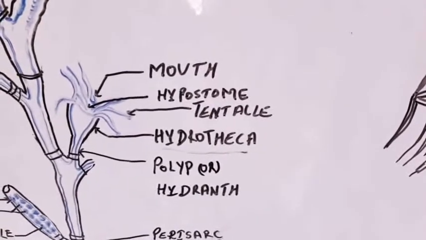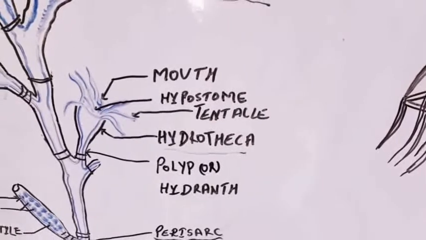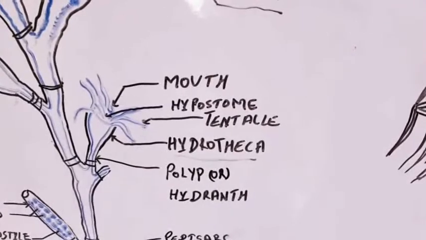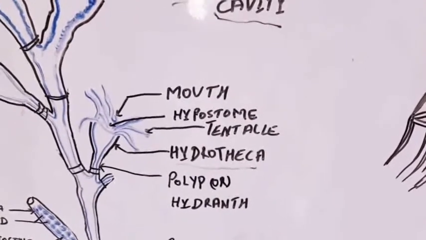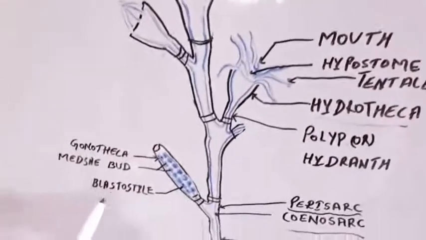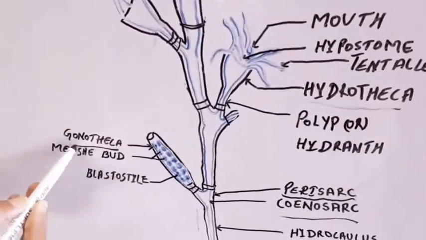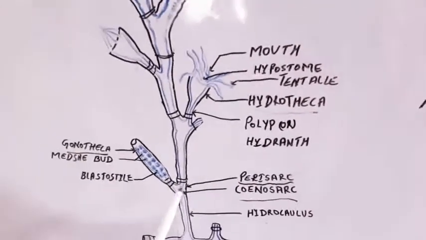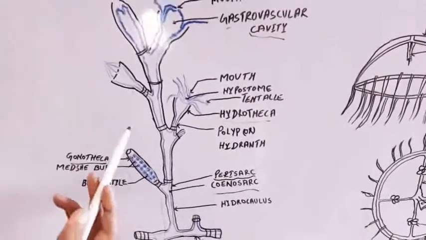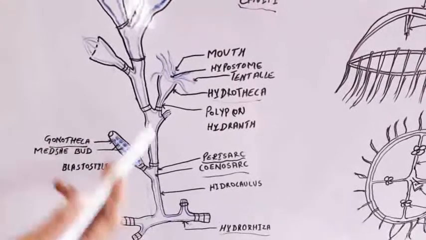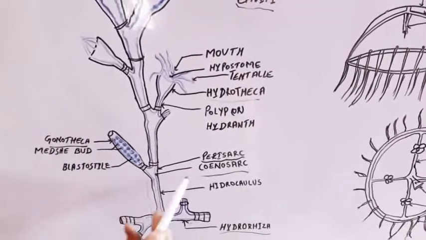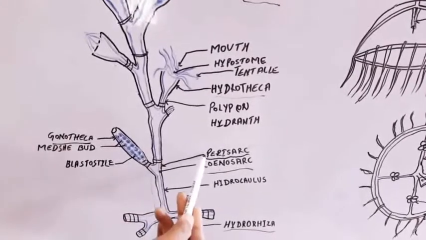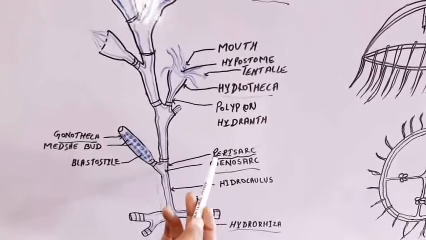Here the covering of the hydranth or polyp is called hydrotheca. The perisarc surrounds the blastostyle, and that is called the gonotheca. So don't get confused. Here there are two layers which cover the Obelia colony, the innermost layer and the outermost layer. The innermost layer is the coenosarc and the outer covering layer is the perisarc, a yellowish chitinous layer.